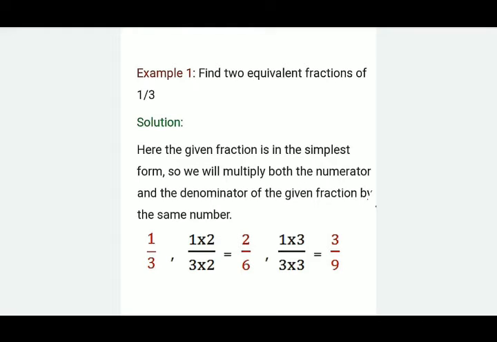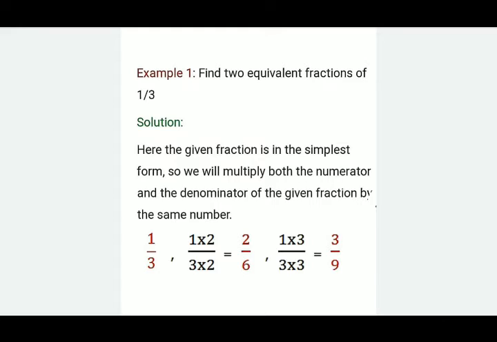First example: find two equivalent fractions of 1 by 3. How many equivalent fractions do we have to find? Only 2. So how will we solve? Here the given fraction is in the simplest form. So we will multiply both the numerator and denominator of the given fraction by the same number. If we want an equivalent fraction, then we have seen that we have to multiply both numerator and denominator with the same number.